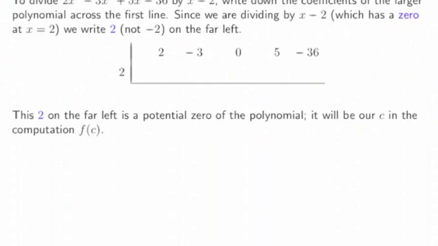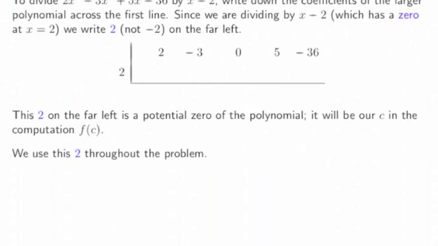The first row up there is the coefficients of that fourth degree polynomial, 2x to the fourth minus 3x cubed plus no x squareds plus a 5x minus a 36. Remember that if a coefficient is 0, to include it. And then on the left, in the next row, we have that 2 because we're dividing by x minus 2. When you divide by x minus c, write c down. This 2 on the far left is a potential 0 of our polynomial. It's the c in f of c.